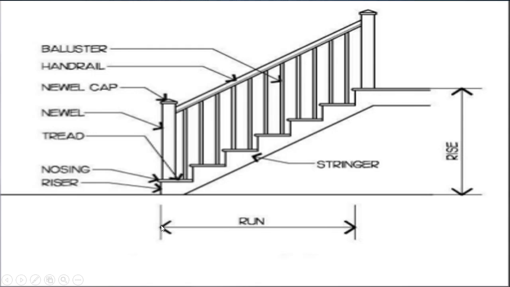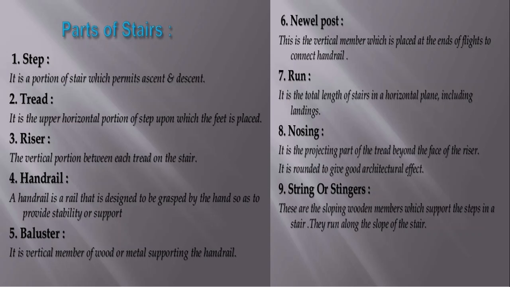So as you can see, run. See, this is the run, from the steps to the steps. It may include this landing also. So these are the different parts of stairs. What are the different parts of stairs? Steps, tread, riser, handrails, balusters, newel post, run, nosing, string or stringers.